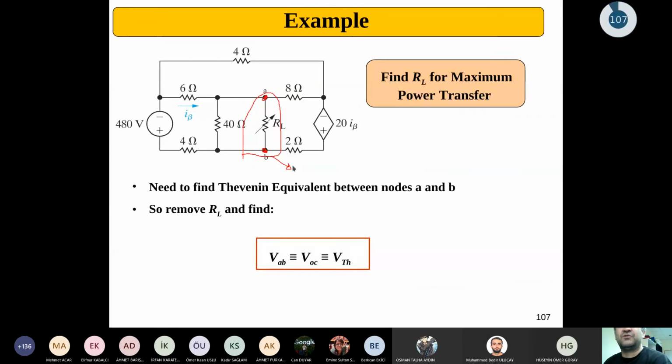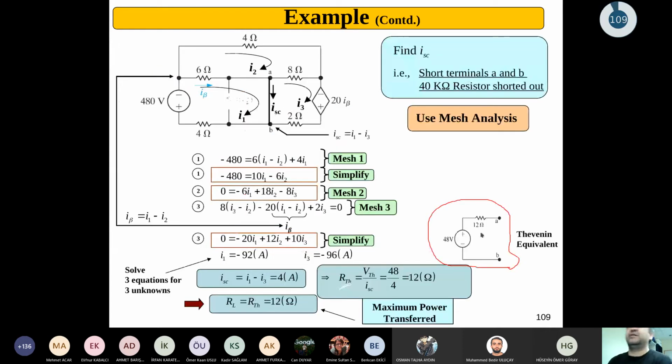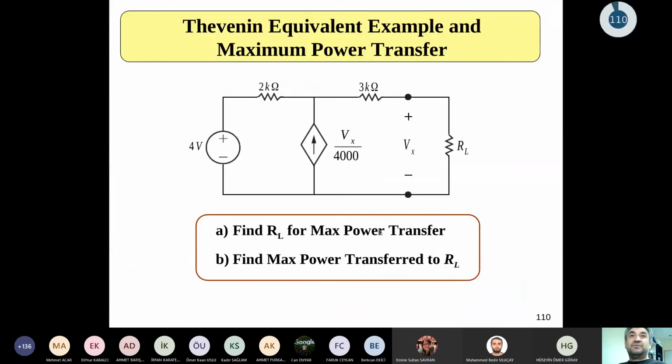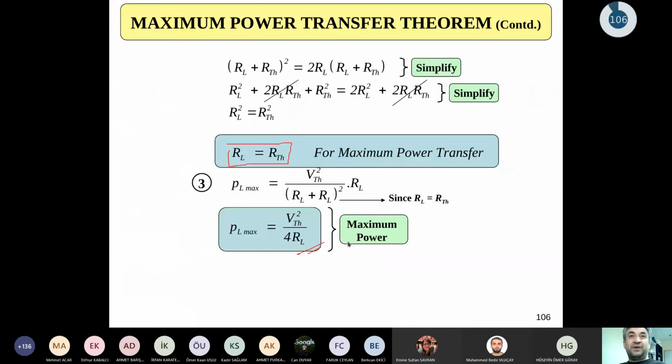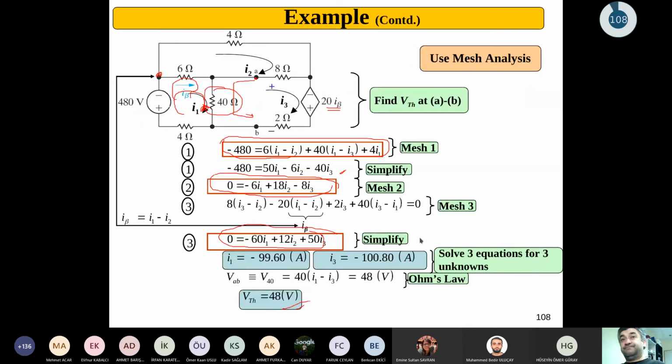Now, go back to the circuitry in here. The equivalent circuitry, when you look at between those two terminals, is simply a voltage source in series with the resistance. And the maximum power transfer to the load can be done when the load resistance is equal to the Thevenin, that is 12 ohms in here. And the value of the maximum power transfer is VTH squared divided by, what was that? Well, let's go all the way back. VTH squared divided by 4RL. That is the maximum power transferable to the load.